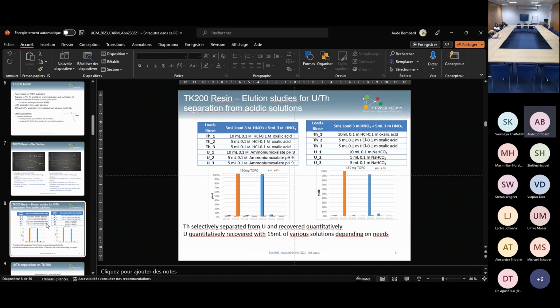Here are some elution studies for uranium-thorium separation from acidic solution. Usually the load and the rinse will be made in 3 molar HNO3, and then the thorium will be eluted in a pH 1 HCl solution with oxalic acid. The elution of the uranium can be done either in an ammonium oxalate solution at pH 9 or in a sodium hydrogen carbonate solution. As you can see in the schemes below, there's a very neat and good separation, whatever the medium for the uranium. So very interesting.